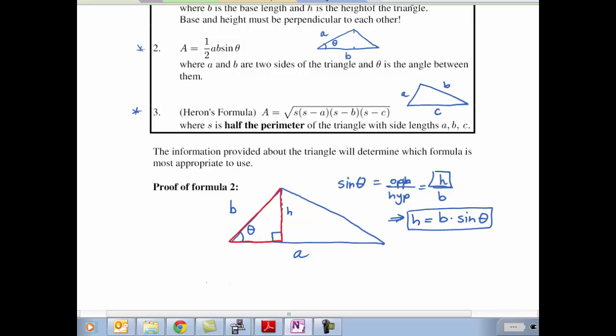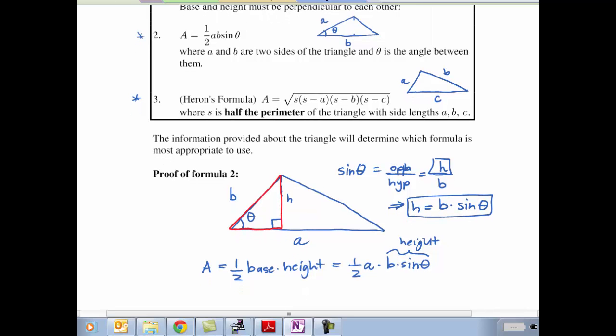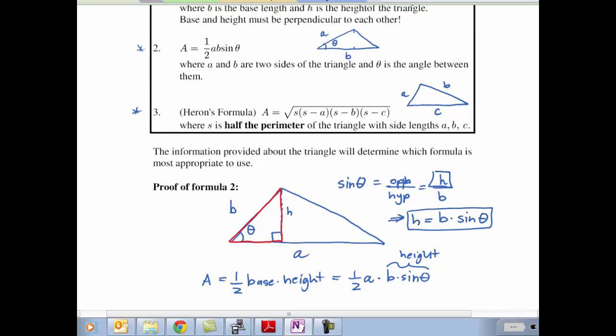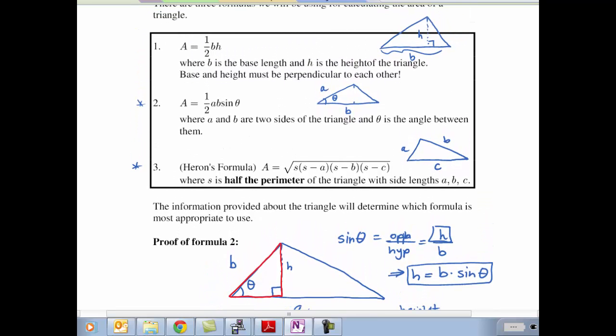So we can use our formula that says area is 1/2 times the base times the height. The base is A, and the height is B times sine theta. So that's where that formula is coming from, 1/2 AB times the sine of theta. So the only challenge is going to be assessing what information is given in the problem and then determining which of the formulas makes most sense to use.